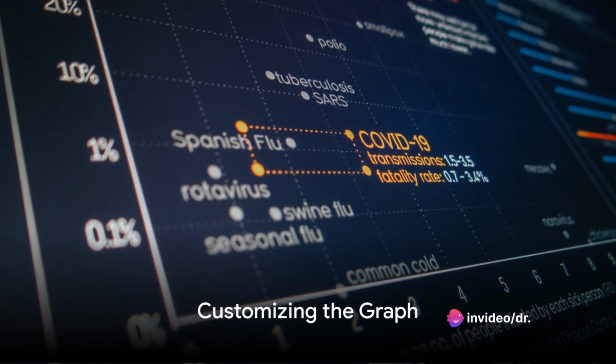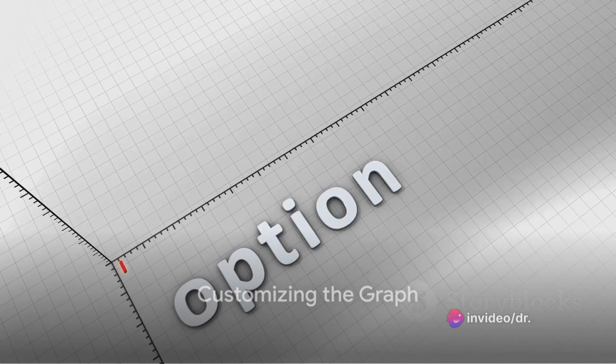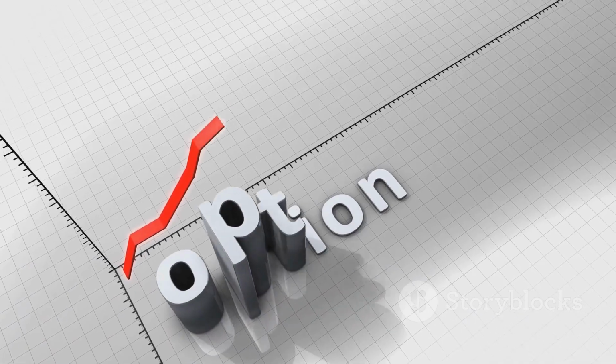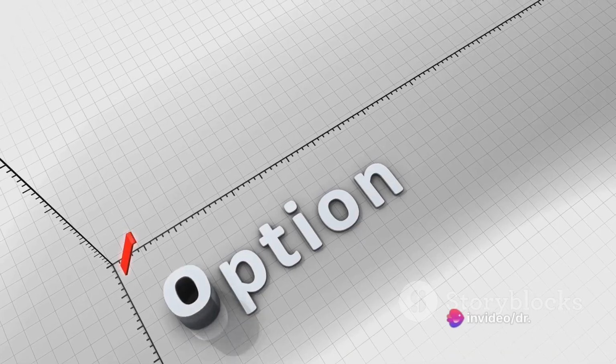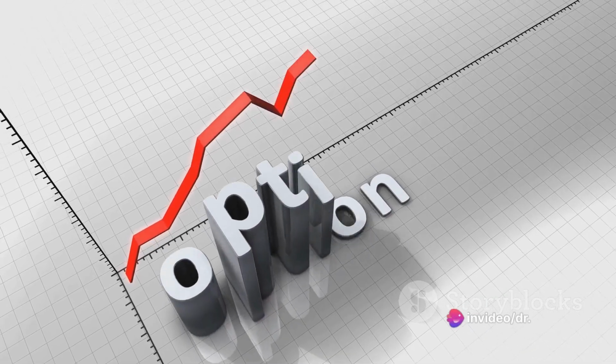Now it's time to customize your graph. Origin Pro provides a plethora of customization options. You can adjust the color scheme, line style, axis labels, and much more. To do this, right-click on your graph and select Graph Properties. Here you can tweak your graph to your liking.